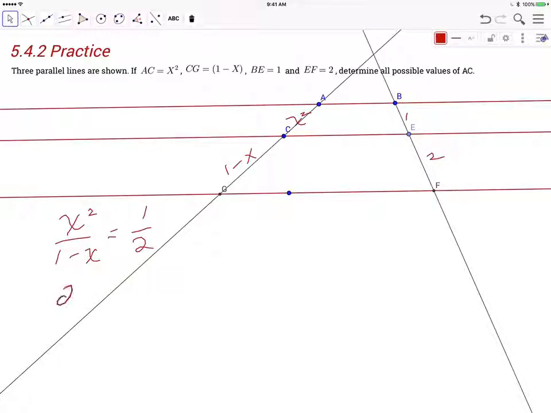Cross multiplying, 2x squared is equal to 1 minus x. It's a quadratic, so bring everything to the left or right. I'm going to bring it to the left with 0 on the other side. Remember that with a quadratic, we want to use the power of 0. And the power of 0 is that if two things are multiplied together to be 0, one of them has to be 0. So this one happens to factor. I created it that way.